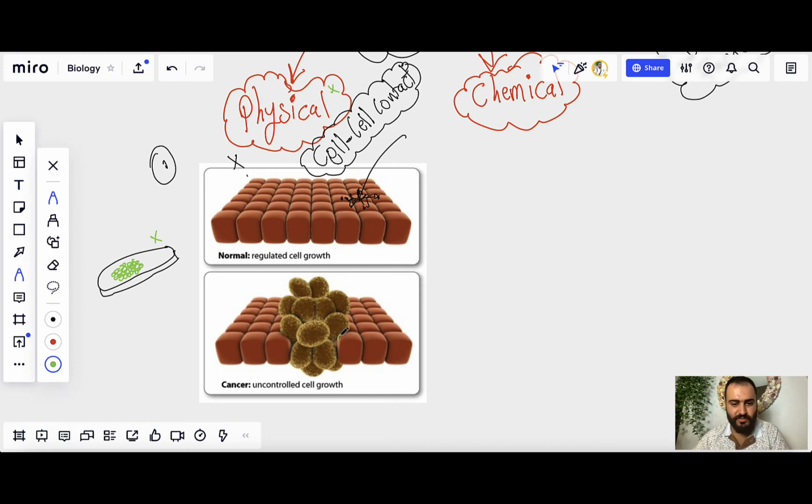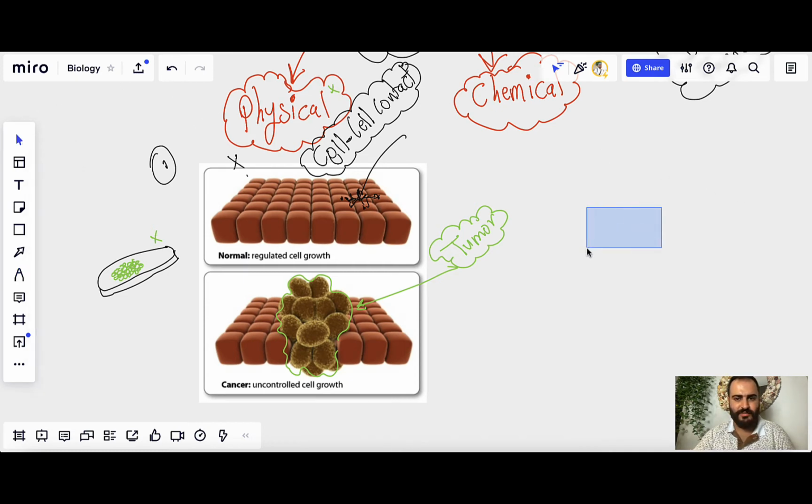As a result, there won't be enough space, so they will start growing more layers and more layers. And this is what we call a tumor. If we are talking about, for example, cancer, this is called a tumor. So the absence of physical control on the cell cycle might lead to formation of a tumor, and this is the case of uncontrolled cell growth or cancer. So this is first the physical control on the cell cycle. Now let's move to the chemical control, and still we are talking about external factors.